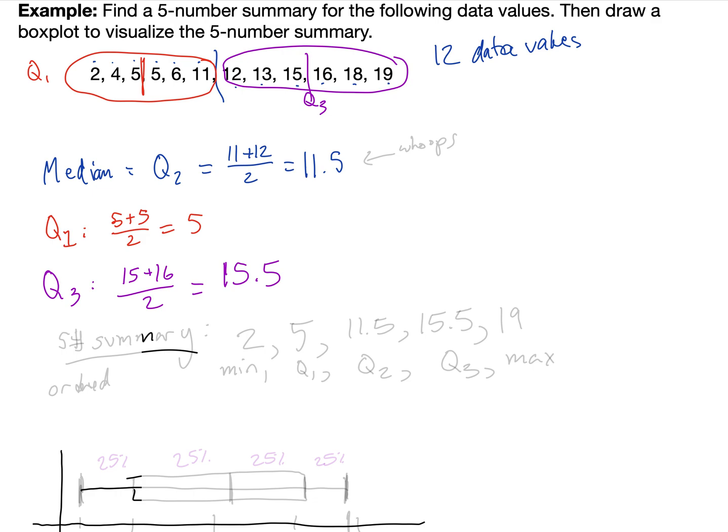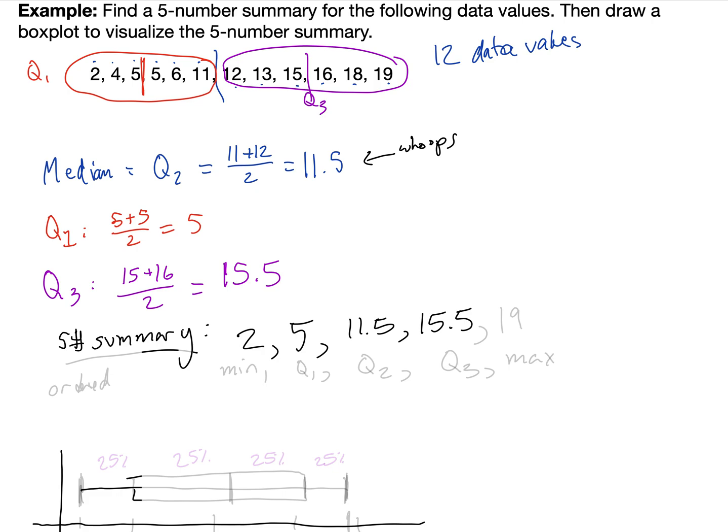And so our 5-number summary is the minimum data value, and the minimum data value is 2, the Q1, which is 5, Q2, which is 11.5. And Q3 is 15.5.